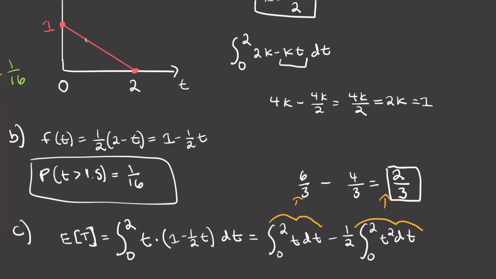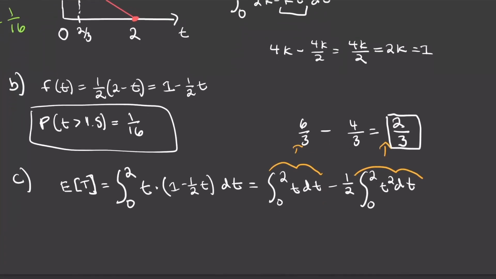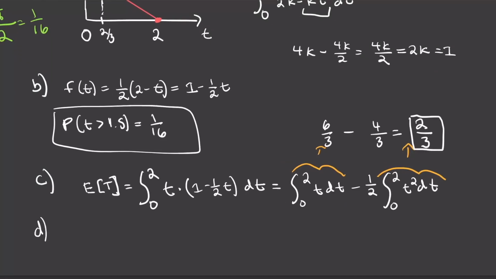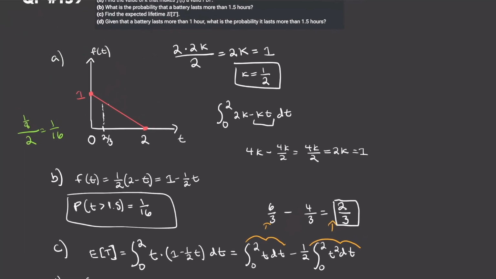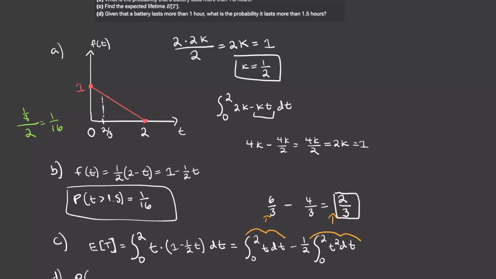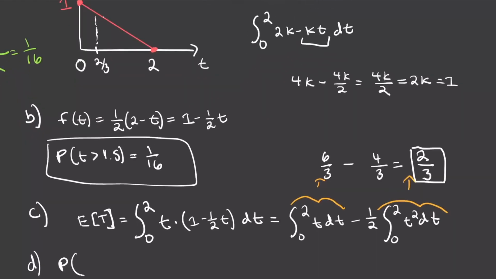That makes sense because basically 2/3 is somewhere over here, and you can see that the smaller values have higher density, right? So they should be more likely. So 2/3 makes sense. And then finally in part D, the question is asking us, what is the probability the battery lasts more than 1.5 hours, given that it's already lasted more than 1 hour.